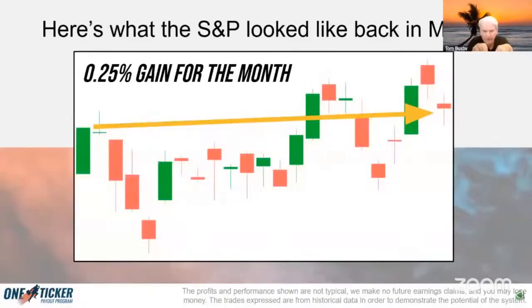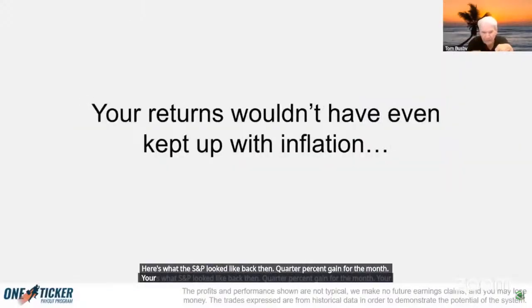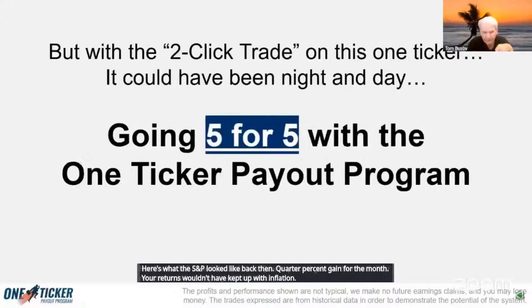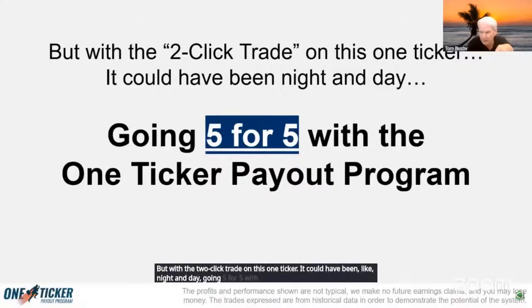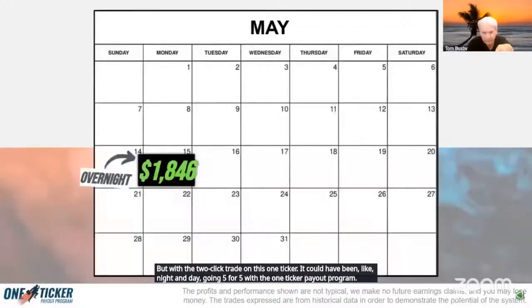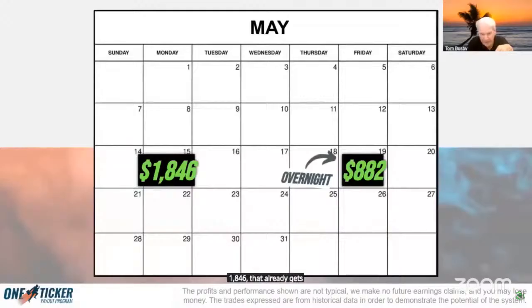Here's what the S&P looked like back then. 0.25% gain for the month. Your returns wouldn't have kept up with inflation. But with the two-click trade on this one ticker, it could have been like night and day, going 5 for 5 with the one ticker payout program. $1,846, that ought to get your attention. How about another $882?